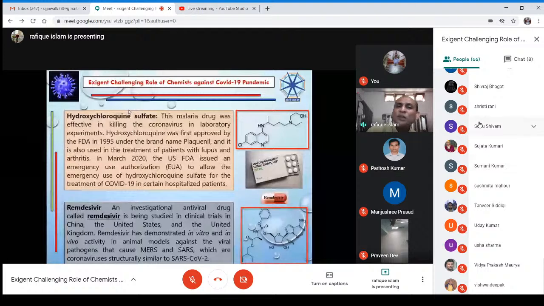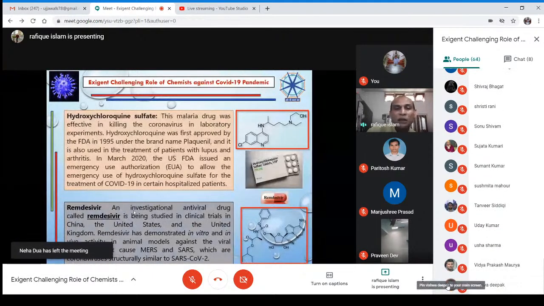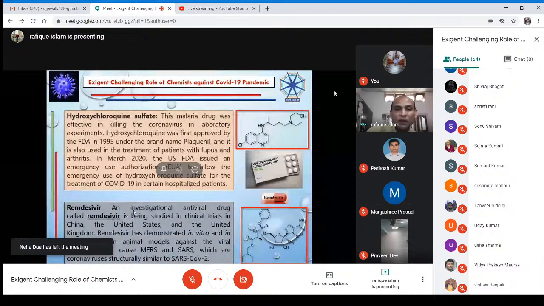Then remdesivir is also an antiviral drug. Clinical trials are going on in East China and the United States. I think all of you know Gilead Pharmaceuticals. They are checking whether it is effective for COVID-19 or not. So this is the remdesivir molecule.